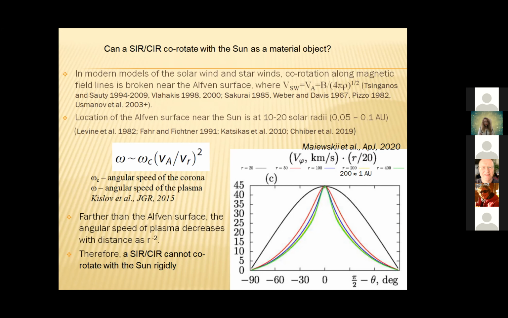And you can see that these angular speeds are small. You know that the Alfvénic speed in the solar wind is much less than the radial component of the solar wind speed, and this value is also much less.